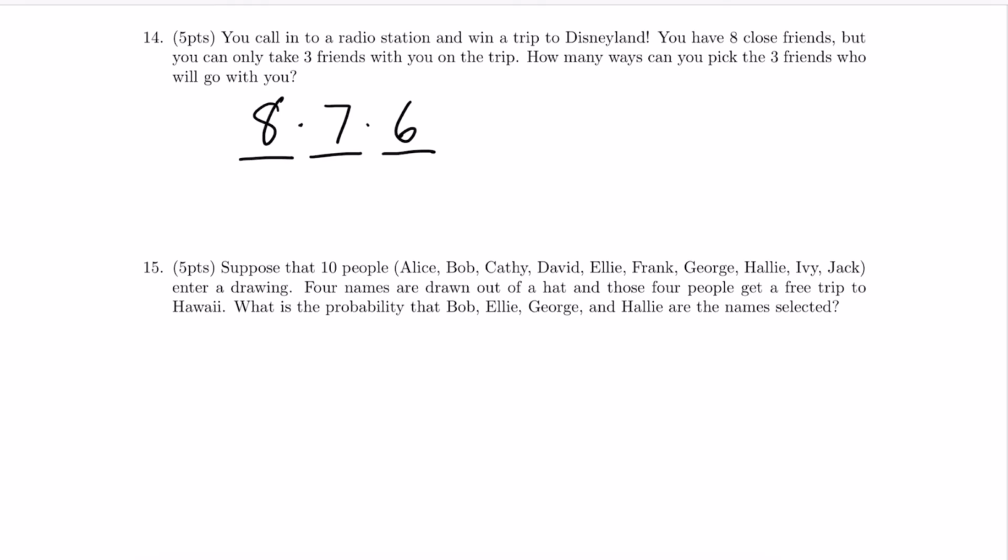And then I also want to ask, does the order that I select these friends in matter? Since it doesn't matter whether I choose person A, then B, then C, or if I rearrange that order and choose B, then C, then A, I'm going to divide by 3 factorial. So basically this is a combination, and if you want to use the combination button in your calculator to do this, you can. But when you multiply those and divide them out, you end up with 56 ways that you can choose the 3 friends to go on a trip with you.